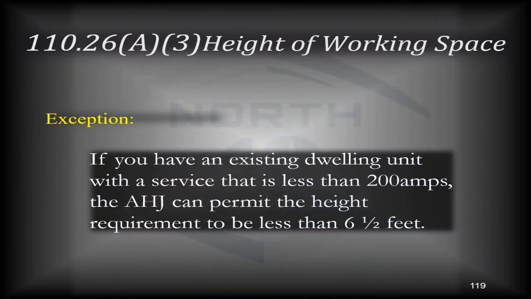There is an exception. If you have an existing dwelling unit with a service that has less than 200 amps, which could be fairly common in mobile homes and manufactured housing, the AHJ could permit the height requirement to be less than 6.5 feet. Again, this all goes back to being in contact with your authority having jurisdiction, your inspector, and understanding what he's okay with and what he's not.